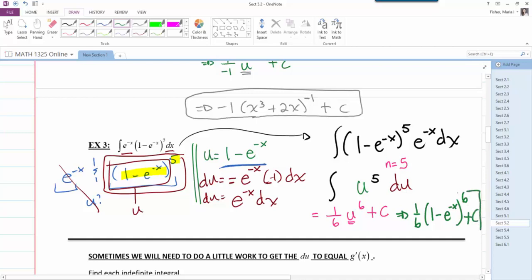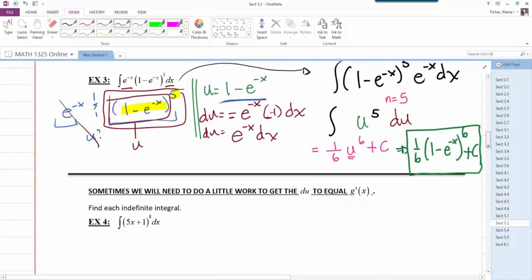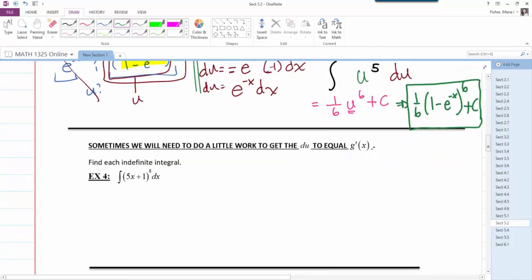So the integral of e to the negative x times 1 minus e to the negative x to the 5th dx is equal to 1/6 times 1 minus e to the negative x raised to the 6th plus c. Well, sometimes we actually have to do a little bit more work to get the du to equal exactly what's there in our integral.